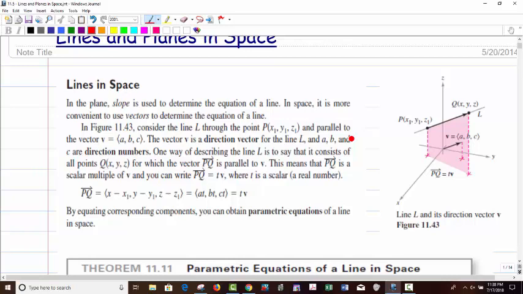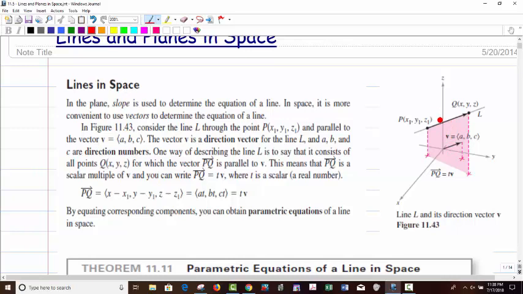So if we know a direction vector and we know a point, we can then determine the equation of the line. What they're showing you here, let's say we have this vector v as ABC, and this vector PQ is also parallel to vector v, so it's essentially the same thing.